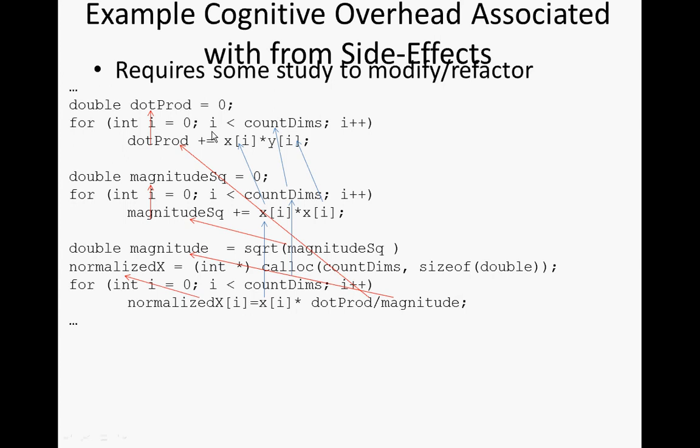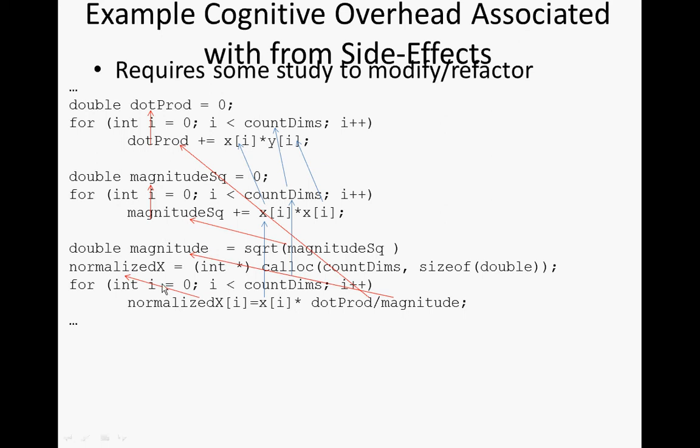Now, why are these dependencies important? Well, among other things, as I've mentioned, they affect what we can do with the code. For example, the code here in this area cannot be placed before this computation of magnitude because it depends on magnitude.